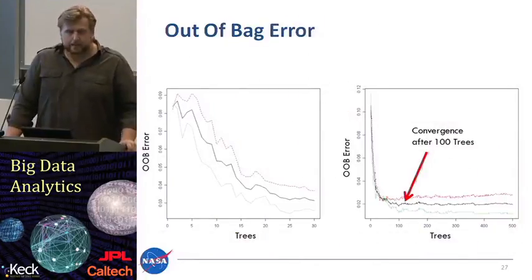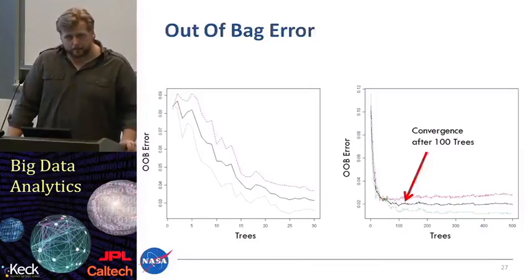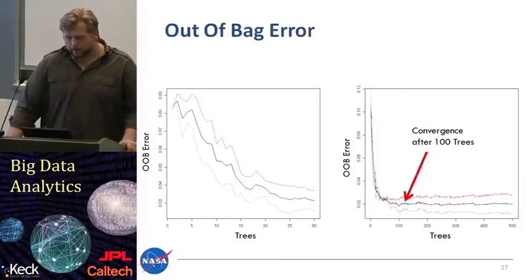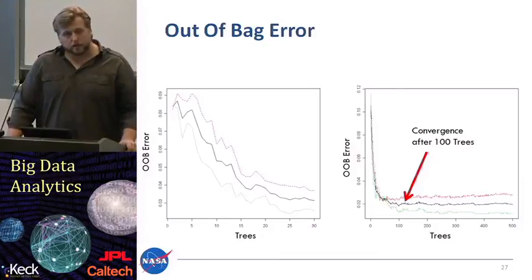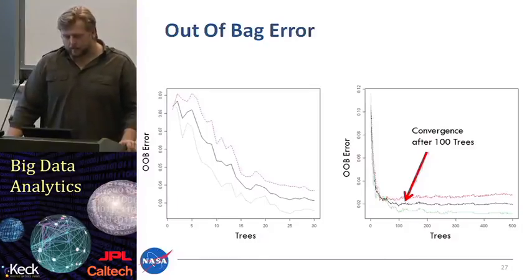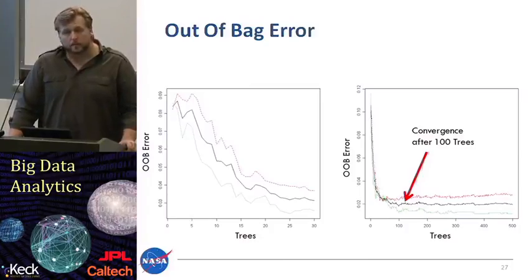So here we see the convergence of the out-of-bag error for an example. Here we have 2 classes again, and we learn 500 trees in total, as you can see on the x-axis on the right plot, and on the y-axis we have the out-of-bag error. If you look at that in detail, you can see if you would only use one tree, your error would be quite high, in that case around 8%.